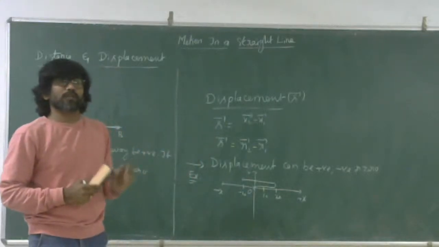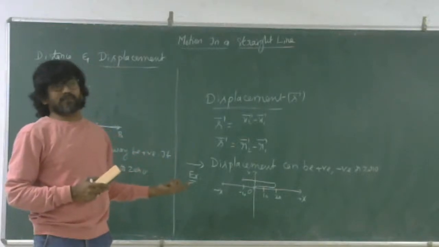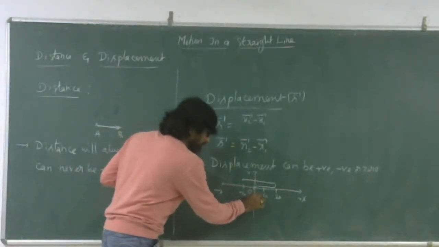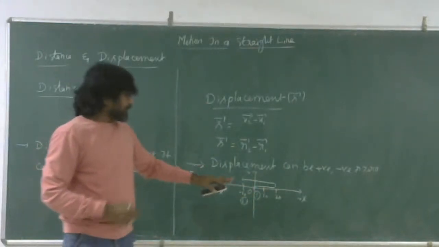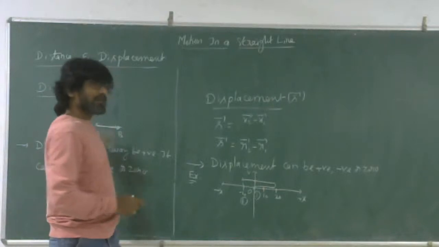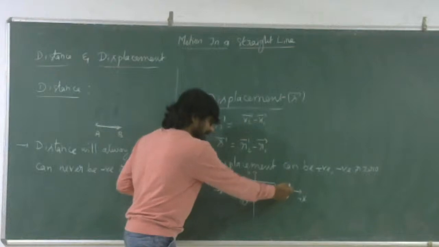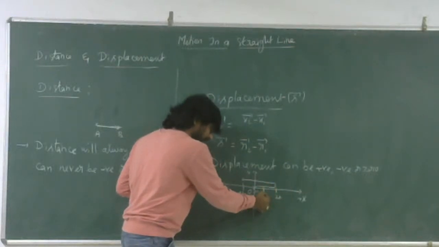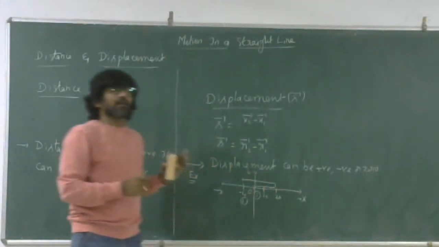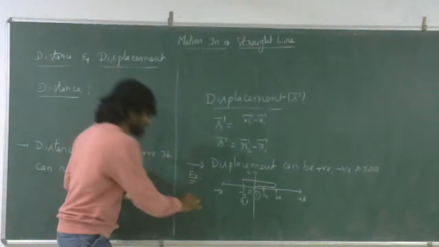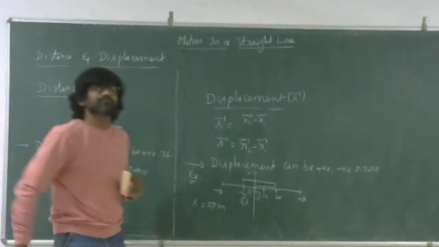In this case, the question is, what is the distance covered and what is the displacement? So this is the initial position and this is the final position. Distance is nothing but the actual, total path length. So 20 plus 20 plus 10, that is 50 meters. Distance is 50 meters.